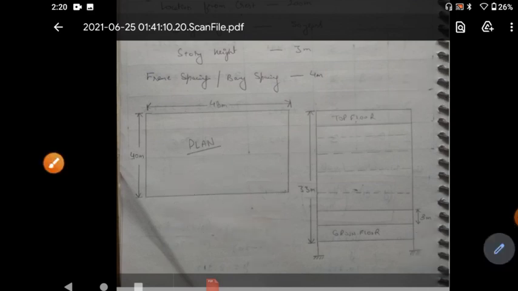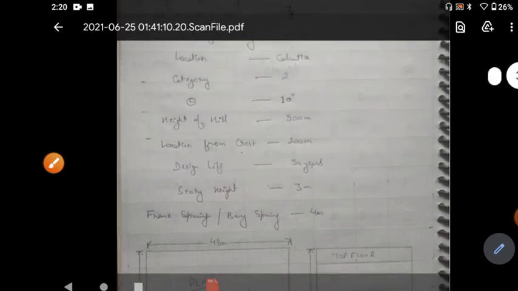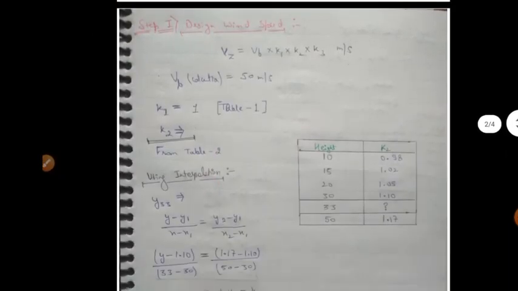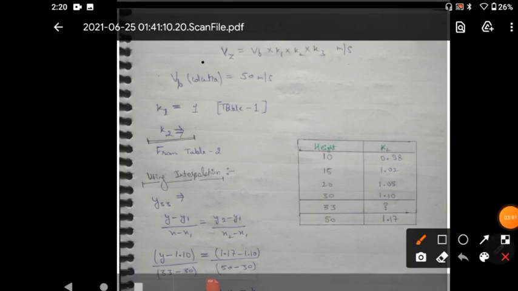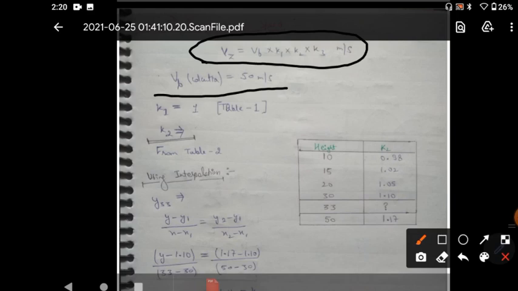Now let's move further toward our question. As I told you, step one is design wind speed, and the formula for design wind speed is Vz equal to Vb K1 K2 K3. Vb, as I told you, is the basic wind speed in the given region. The region or city is Calcutta, so the basic wind speed in Calcutta is 50 meter per second.